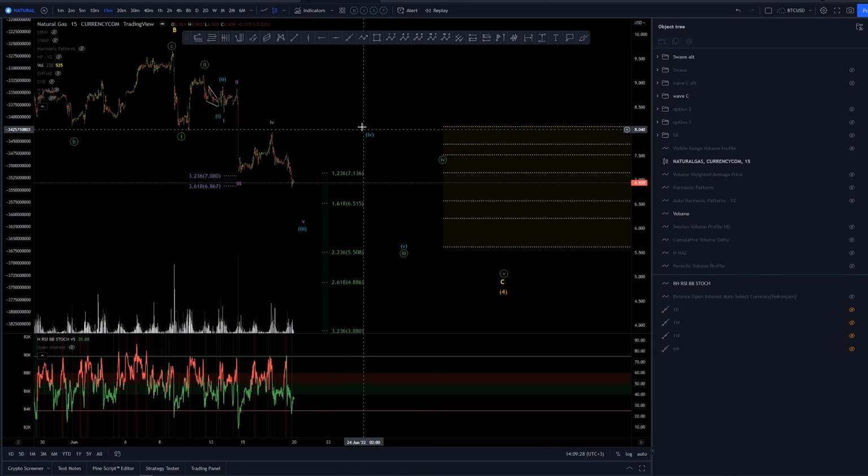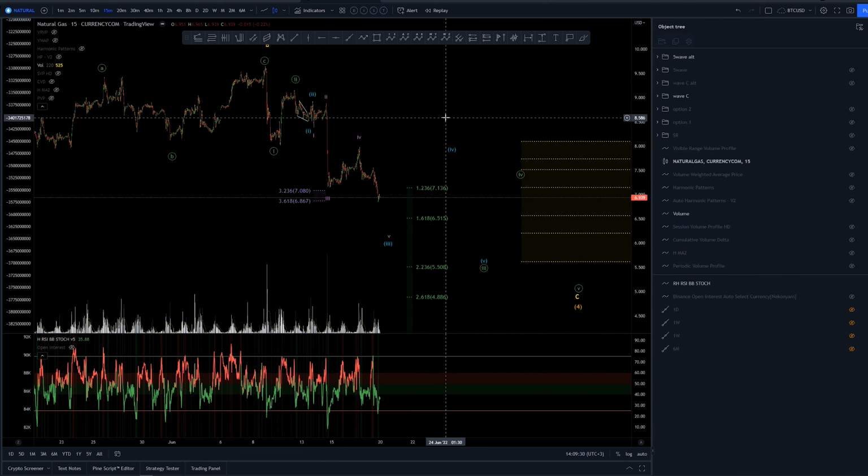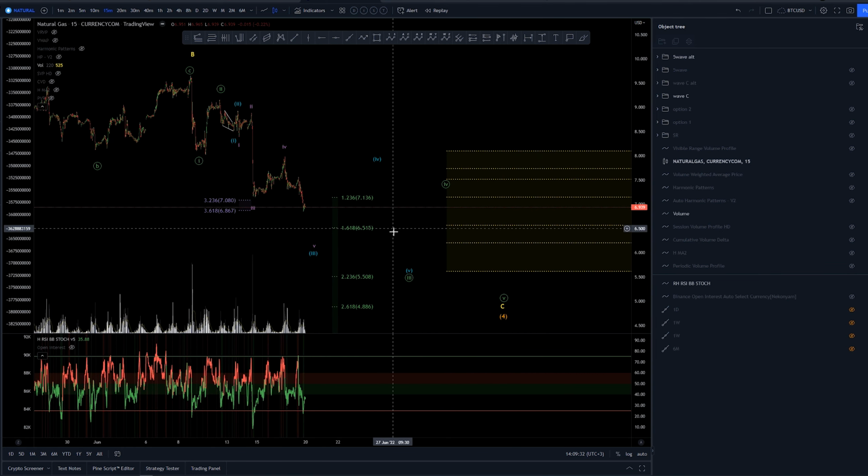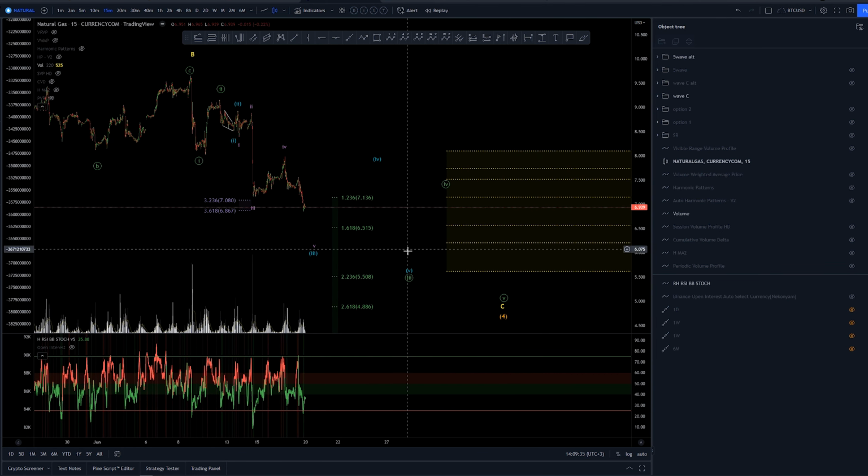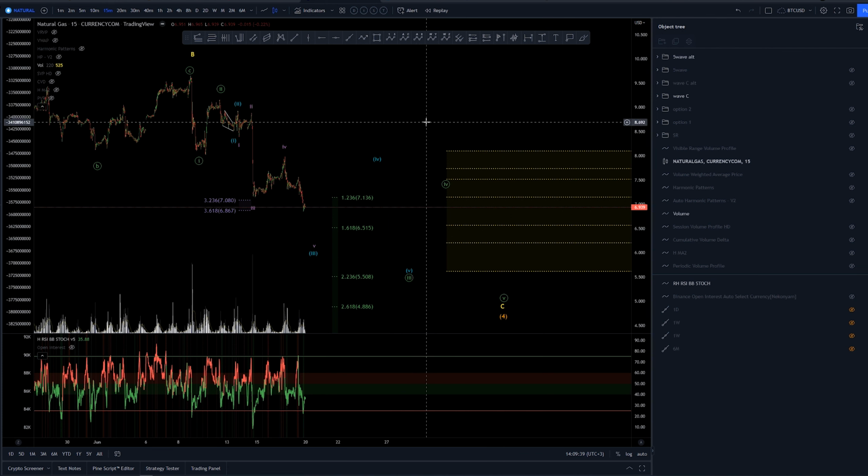But again, those are multiple scenarios that could happen, and it's going to be taking some time, probably a week or 2 for this whole structure to end. That would be my guess at the moment. But yeah, that is pretty much everything I wanted to share on natural gas at this time.